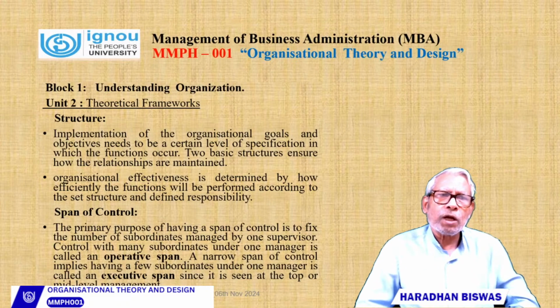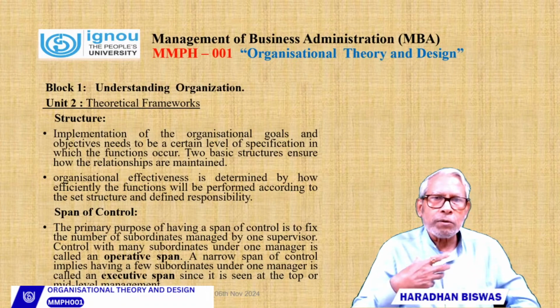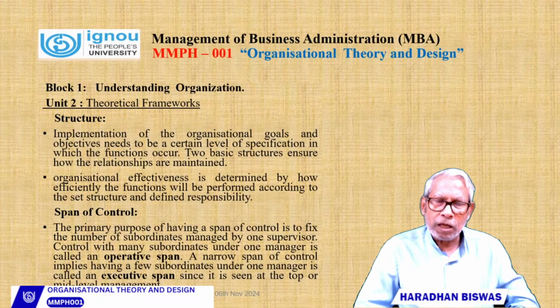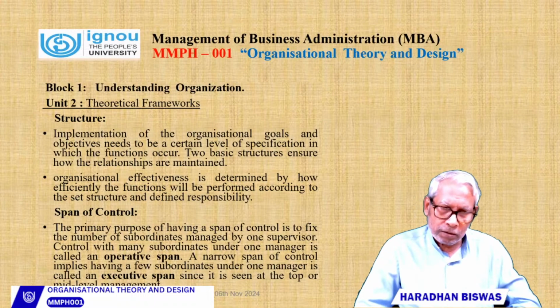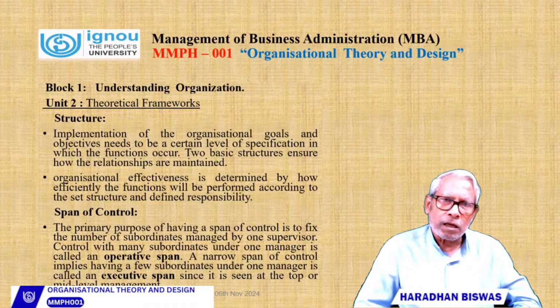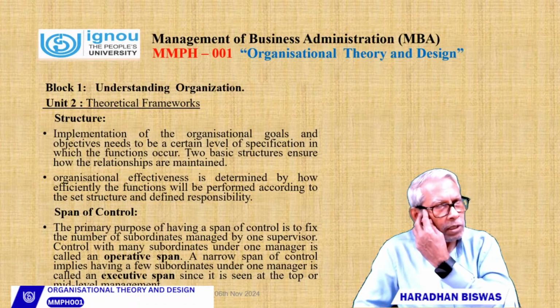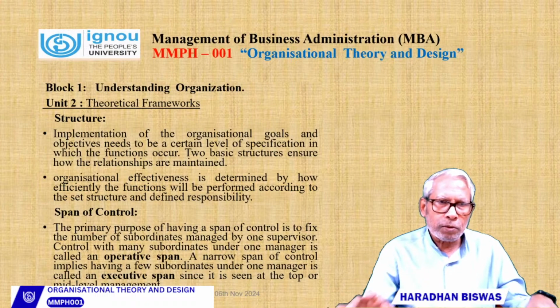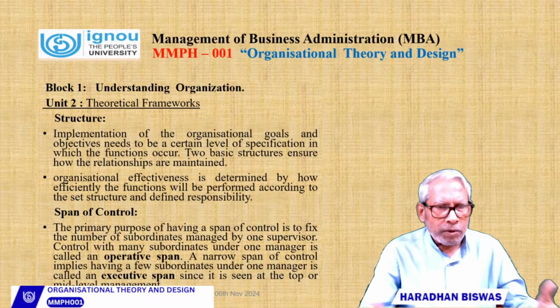Now, span of control is different. The primary purpose of having the span of control is to fix the number of subordinates. Because I am a manager, I have a particular division I'm handling. Based on my work volume, I can demand, sir, please provide me at least 6 supervisors or 6 junior engineers or junior persons I require to distribute the further work. So that is my span of control.